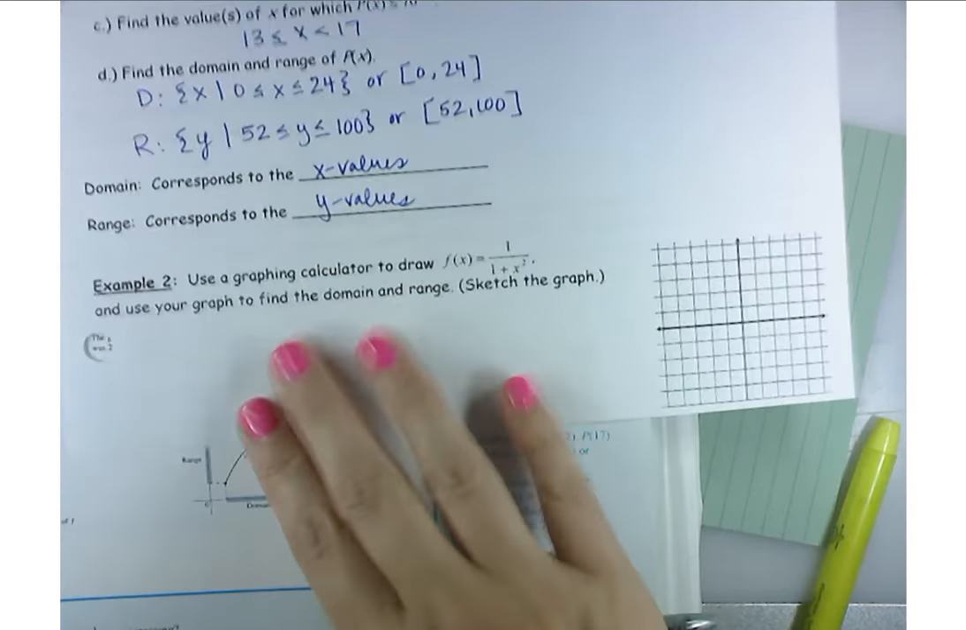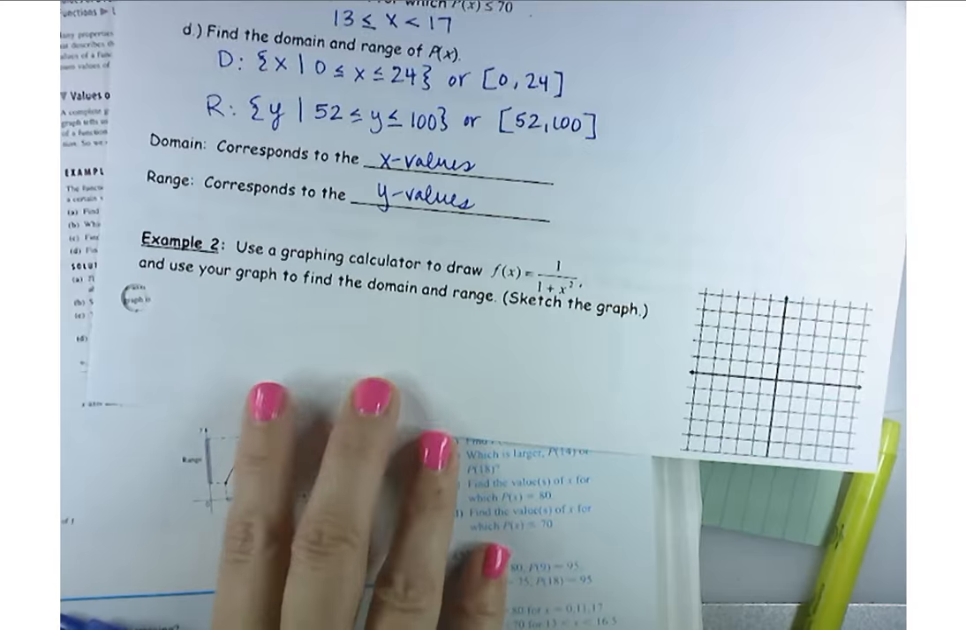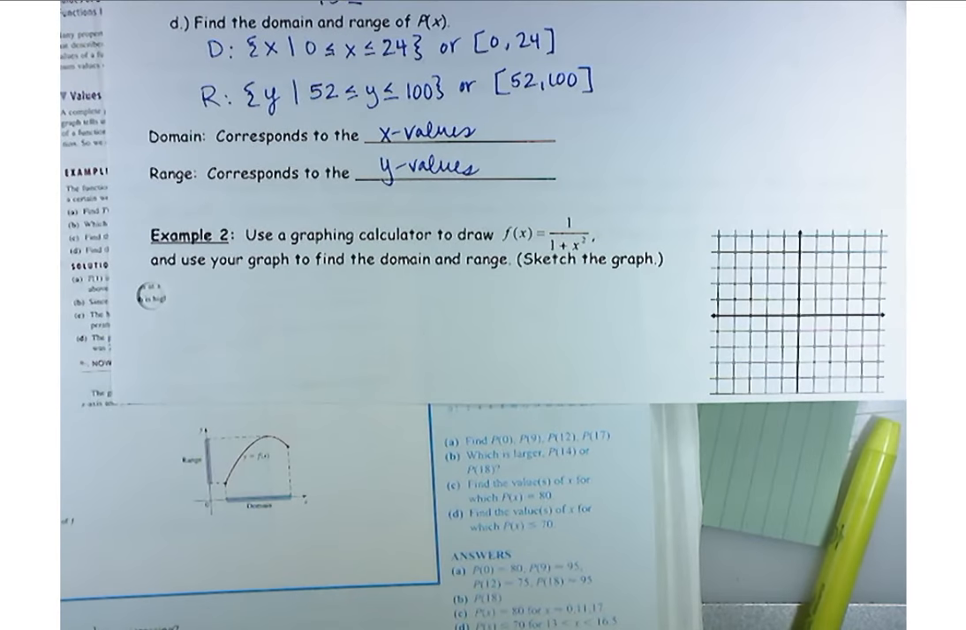But for ones like example 2, now we're going to get into different functions. First we're going to find the domain and range, and then later we're going to learn how to find your maxima and your minima. Okay, so let's get out our graphing calculators if we don't already have them.